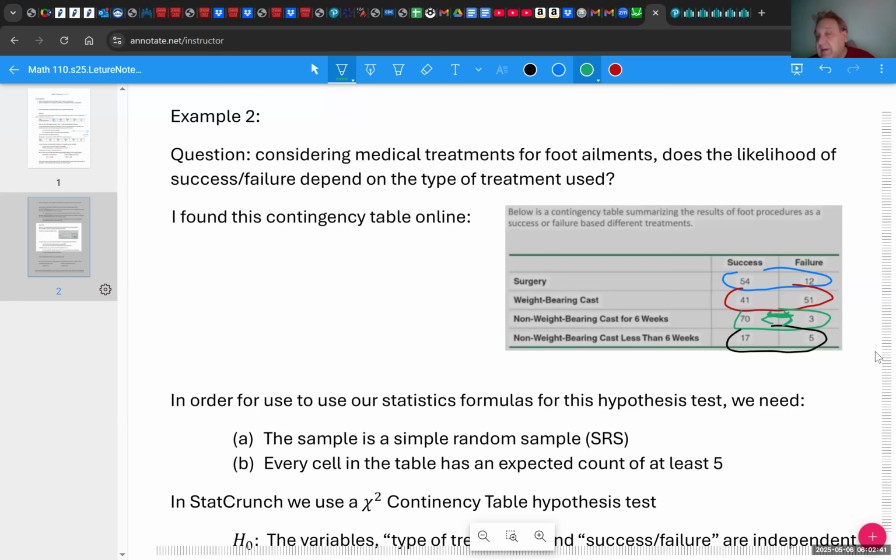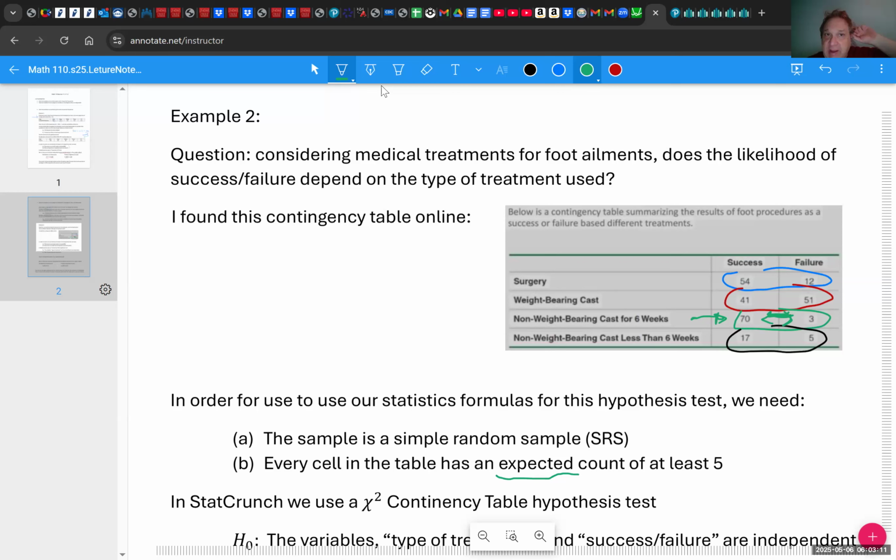So our expected is that all the different treatments are the same. So we would expect, in 73 of these non-weight bearing casts for 6 weeks, to have at least 5 failures if they really were the same likelihood for each of the different treatments. Hopefully I explained that okay without tripping over my own words. So that's what we mean by expected. It's not the sample, it's the expected.